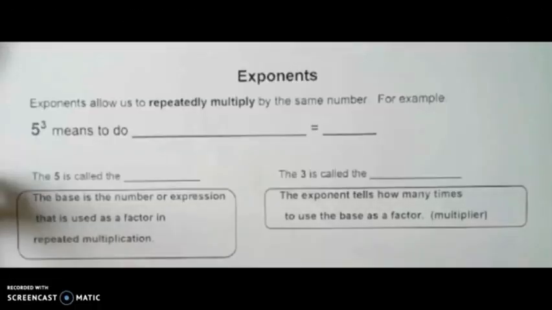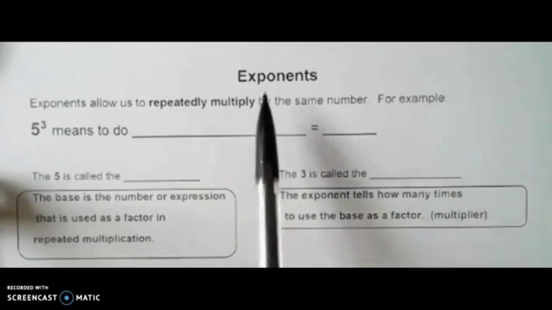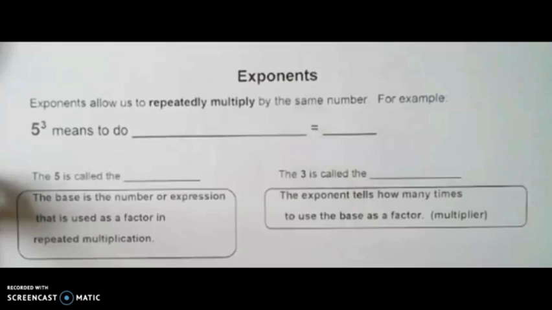In our lesson today, we're going to look at another application of multiplication, which is involving exponents. And then later on in the lesson, we're also going to have a review of all of the operations that we have worked on so far this year. So let's take a look at our exponents.